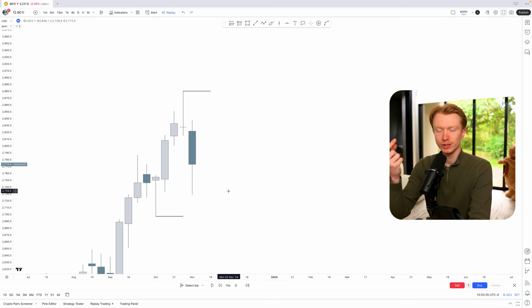And if we cycle back to the fair value areas, then this allows us to understand what a fair value area actually is.